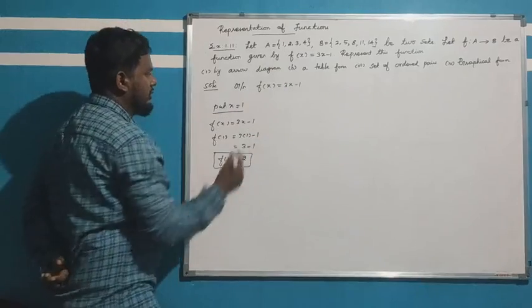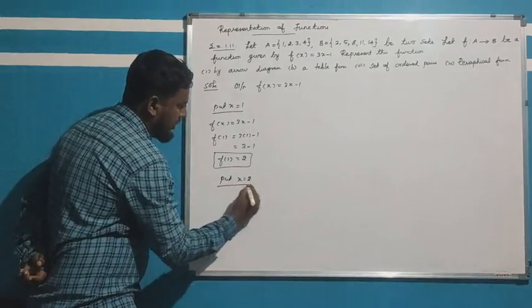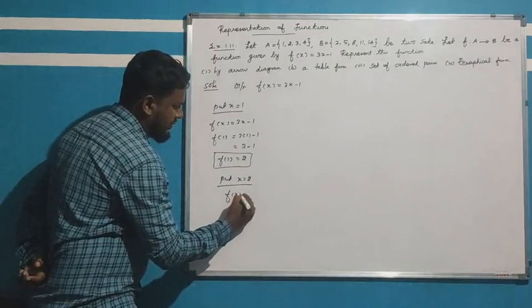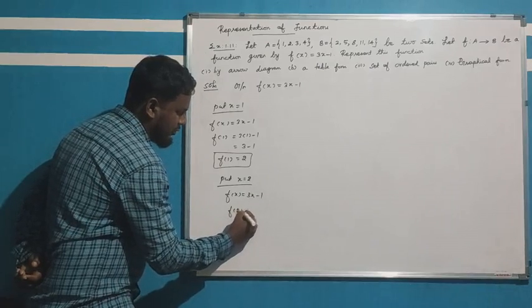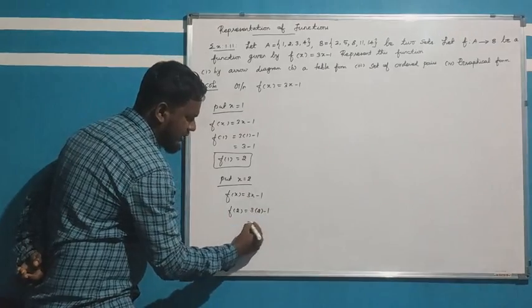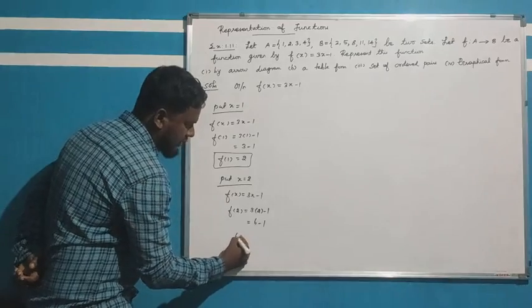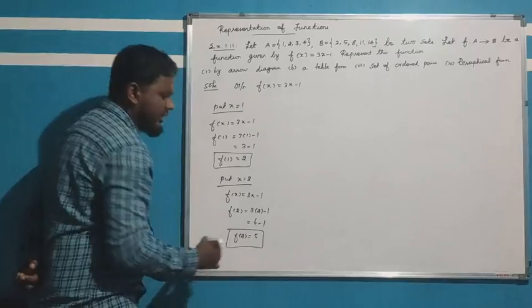Then the next value is 2. Put x equal to 2 and substitute in f of x equal to 3x minus 1. So f of 2 is equal to 3 into 2 minus 1, which is 6 minus 1. So what is the value of f of 2? It is 5.